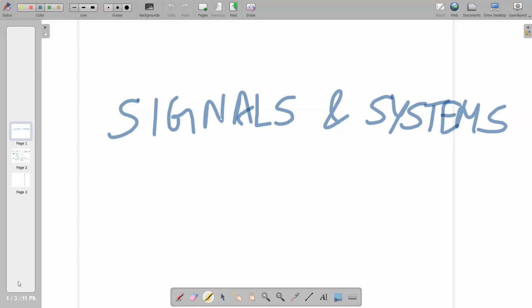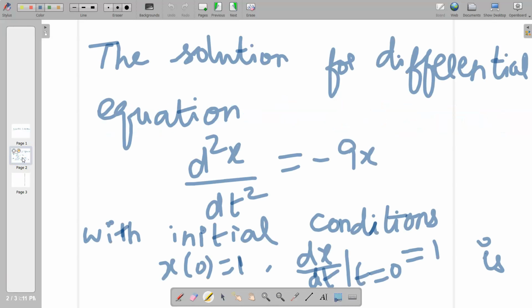Today we are going to discuss a GATE question. The question is: the solution for the differential equation d square x by dt square equal to minus 9x, with the given initial conditions x of 0 equal to 1 and dx by dt at t equal to 0 equal to 1.